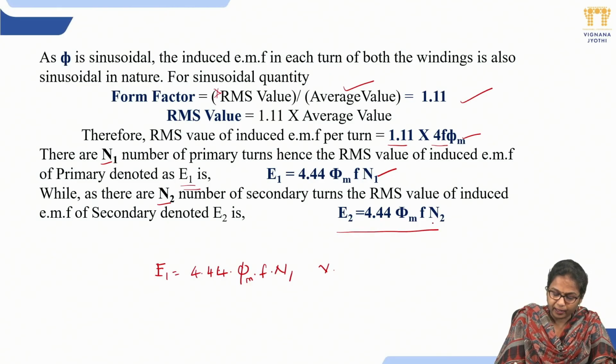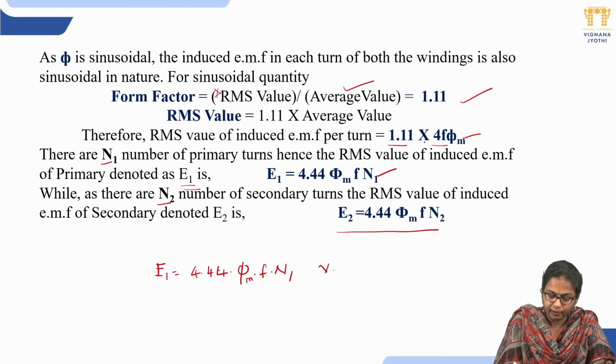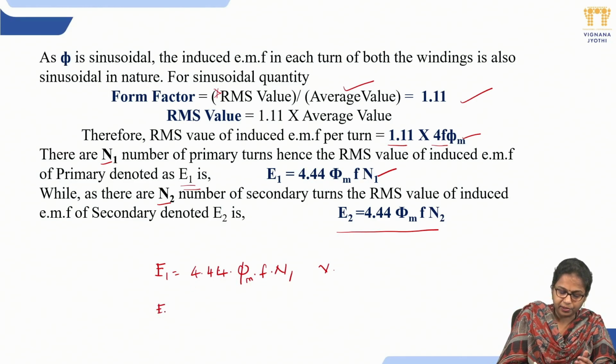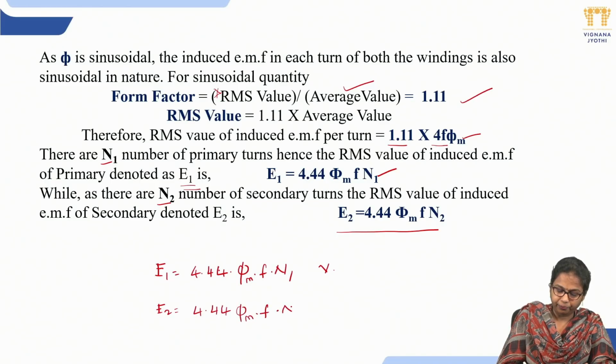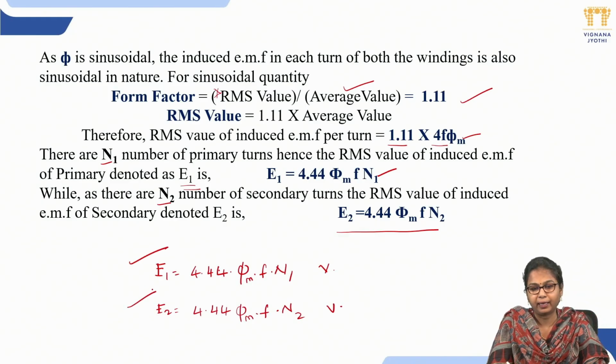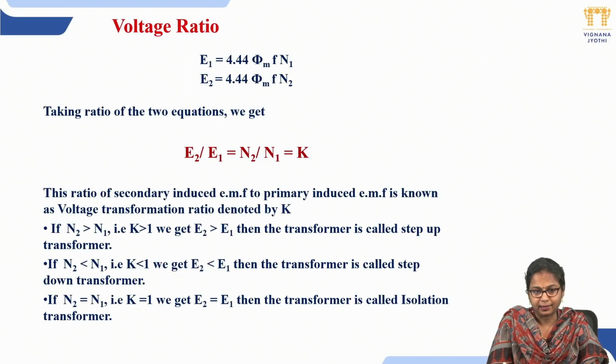And I can also use the same RMS value of induced EMF equation for getting the secondary induced EMF, just by multiplying this equation with N2, the number of turns in the secondary. So thus we got E2 is equal to 4.44 into flux into frequency into N2, the number of turns. So these are the two equations which will be used for calculating the RMS value of induced EMF for both primary and secondary turns.